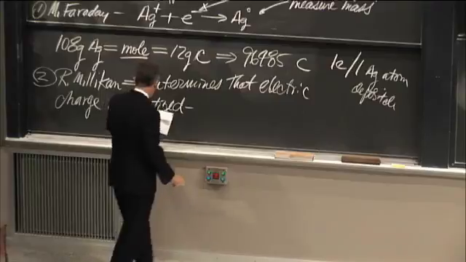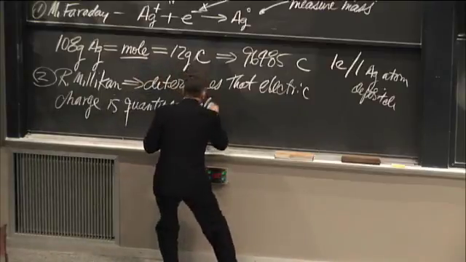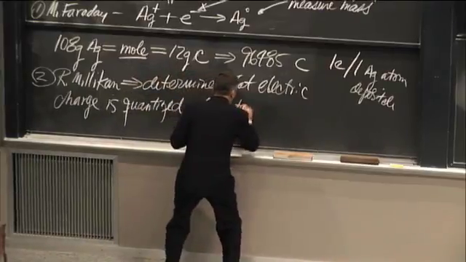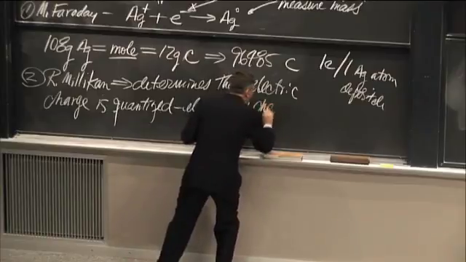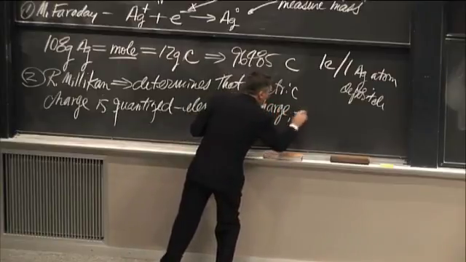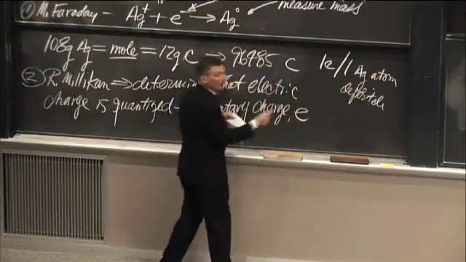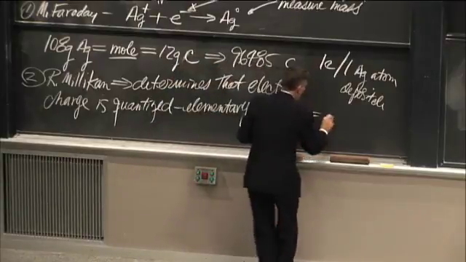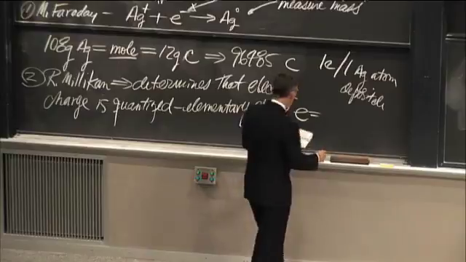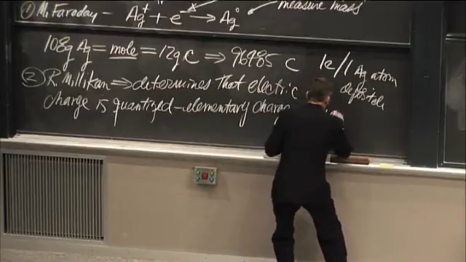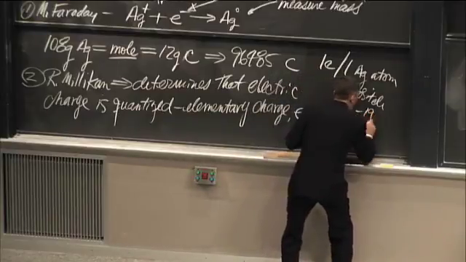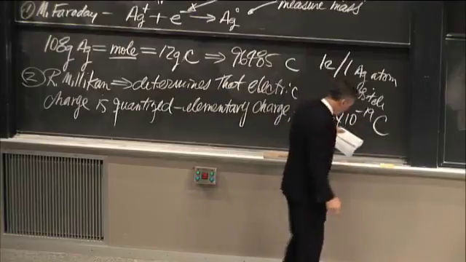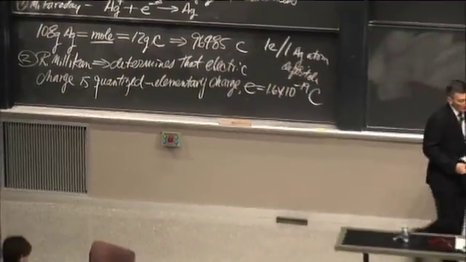And he found that the elementary charge, which we gave the symbol E. E is not the symbol for electron. E is the symbol for elementary charge, and has a value, if you convert it to modern SI units, of 1.6 times 10 to the minus 19 coulombs.